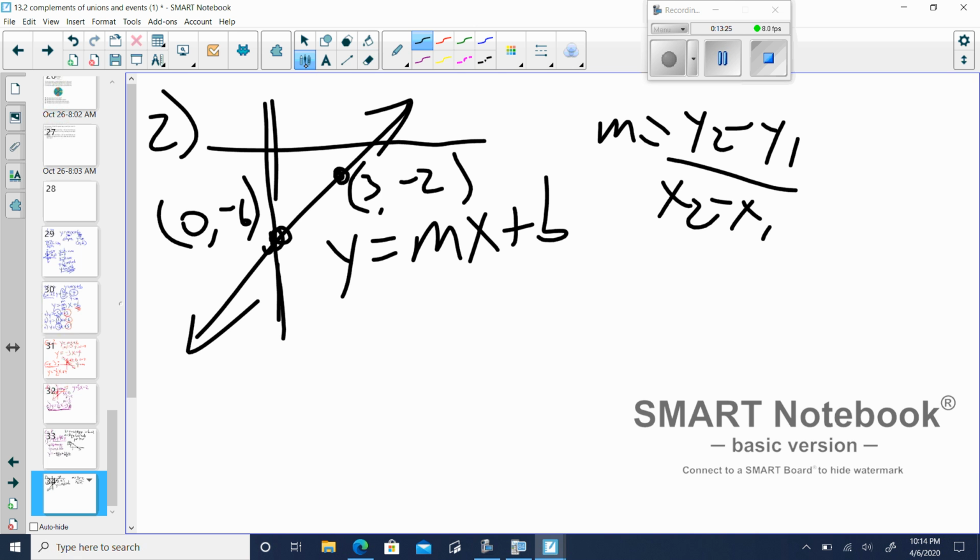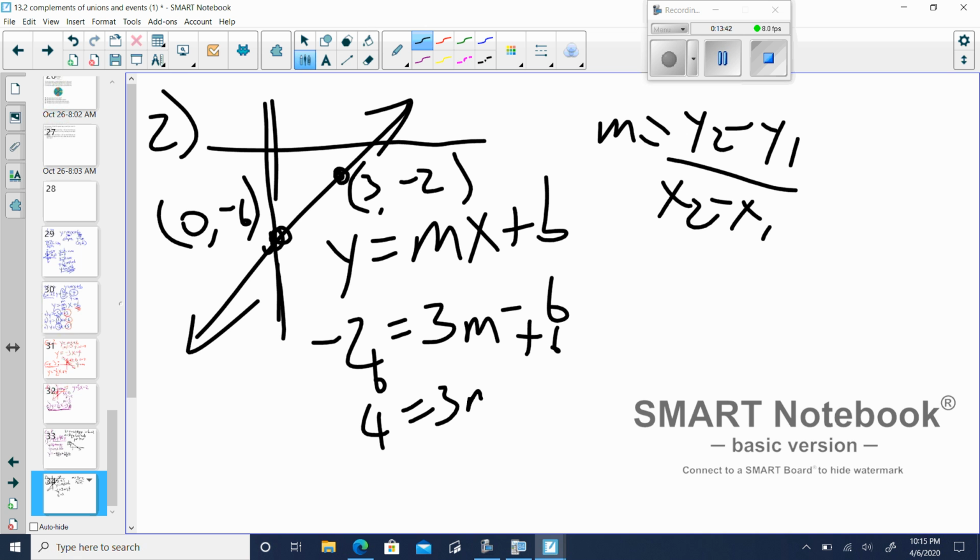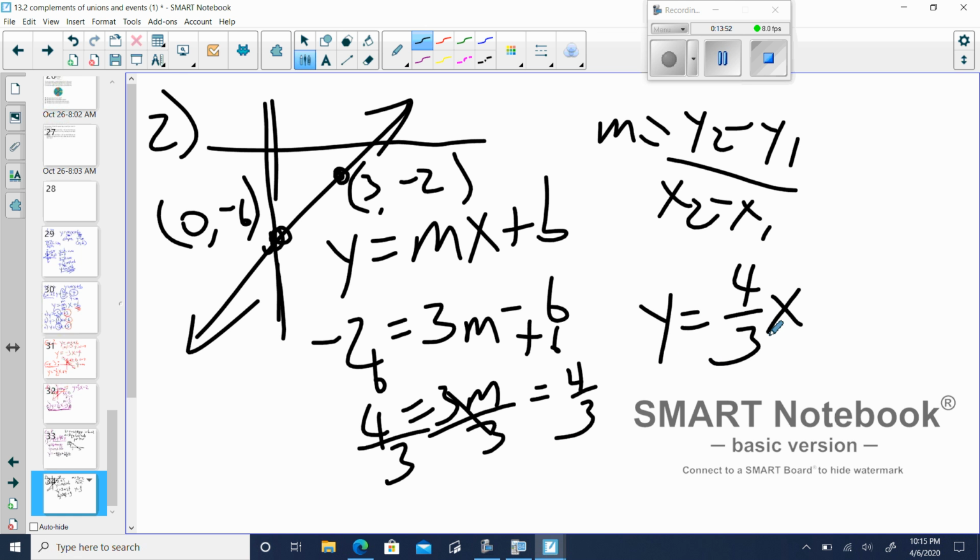Let's try the other point. So y is negative 2. This one looks like it's going to work nicely. So negative 2 equals 3m minus 6, because the y-intercept is minus 6. If we add 6 to both sides, 4 equals 3m. So m is 4/3. So y equals 4/3 x minus 6.